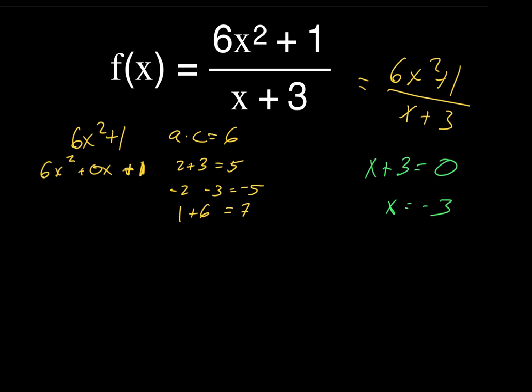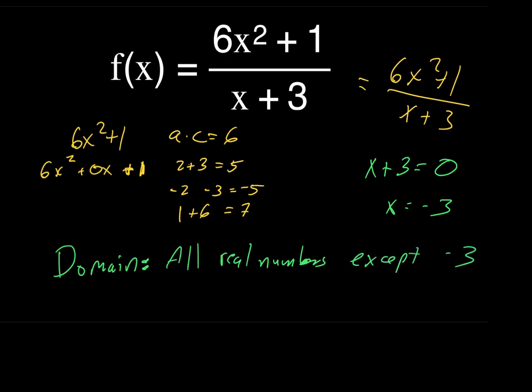Negative 3. The denominator is 0 at negative 3, which means my domain will be all real numbers except negative 3. Or, officially I should say, except x equals negative 3. So in the last problem, I would have said my domain is all real numbers except where x was negative 2 and negative 3/2.